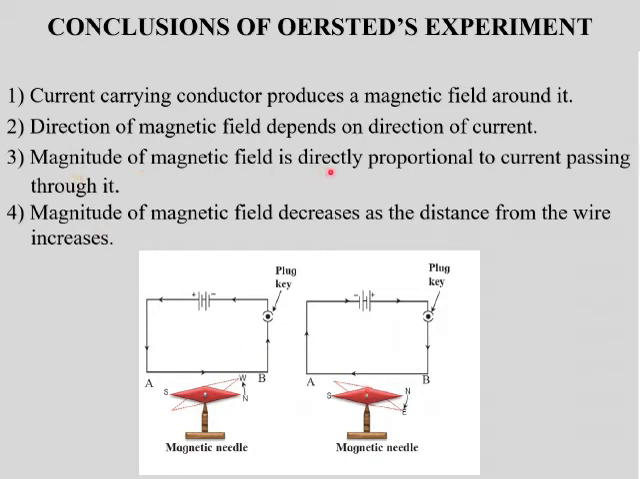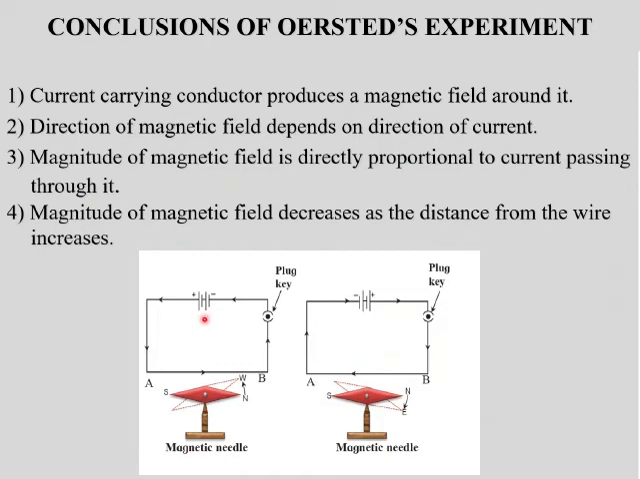Third conclusion: magnitude of magnetic field is directly proportional to the current passing through it. Now we must remember that magnetic field is a vector quantity and it has both magnitude and direction. We have already talked about the direction of the magnetic field, that it depends on the direction of current. Now we have the magnitude of the magnetic field. By magnitude we mean strength. Magnitude or strength of the magnetic field is directly proportional to the current passing through it.